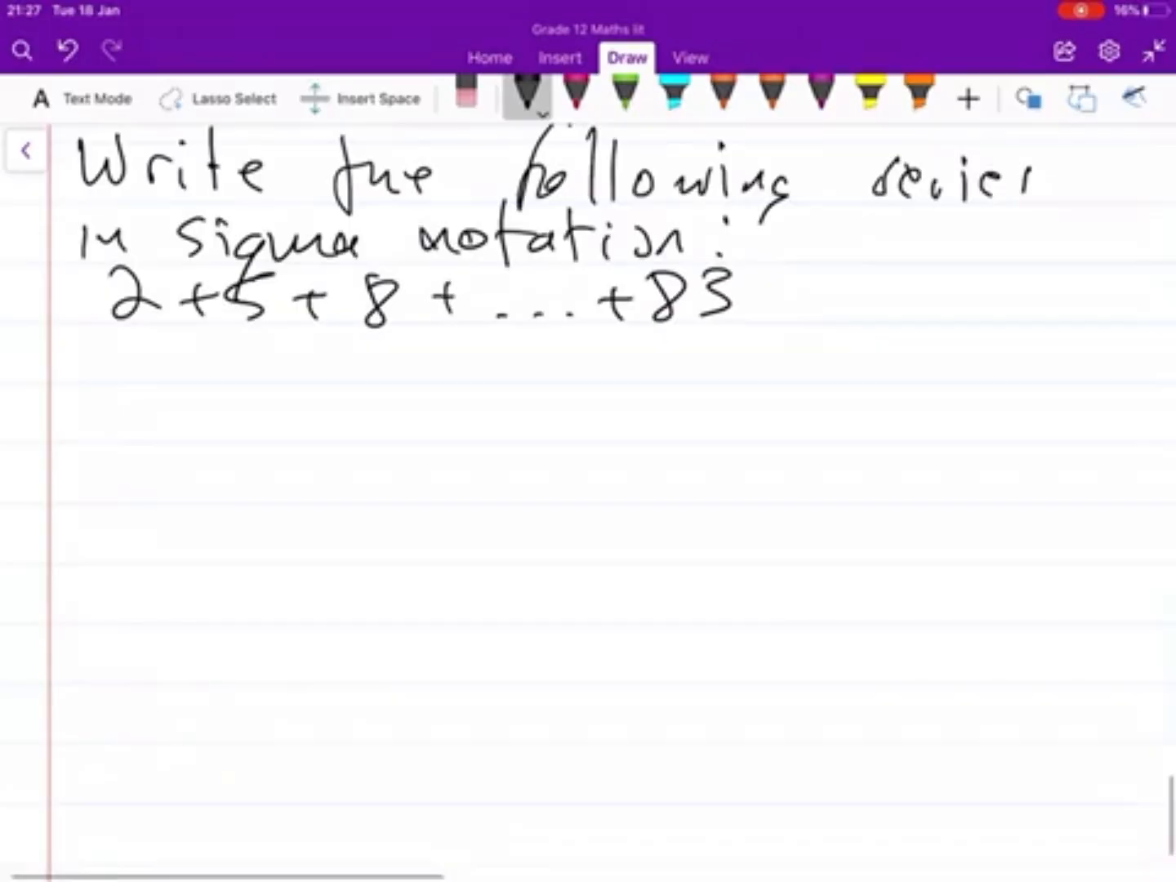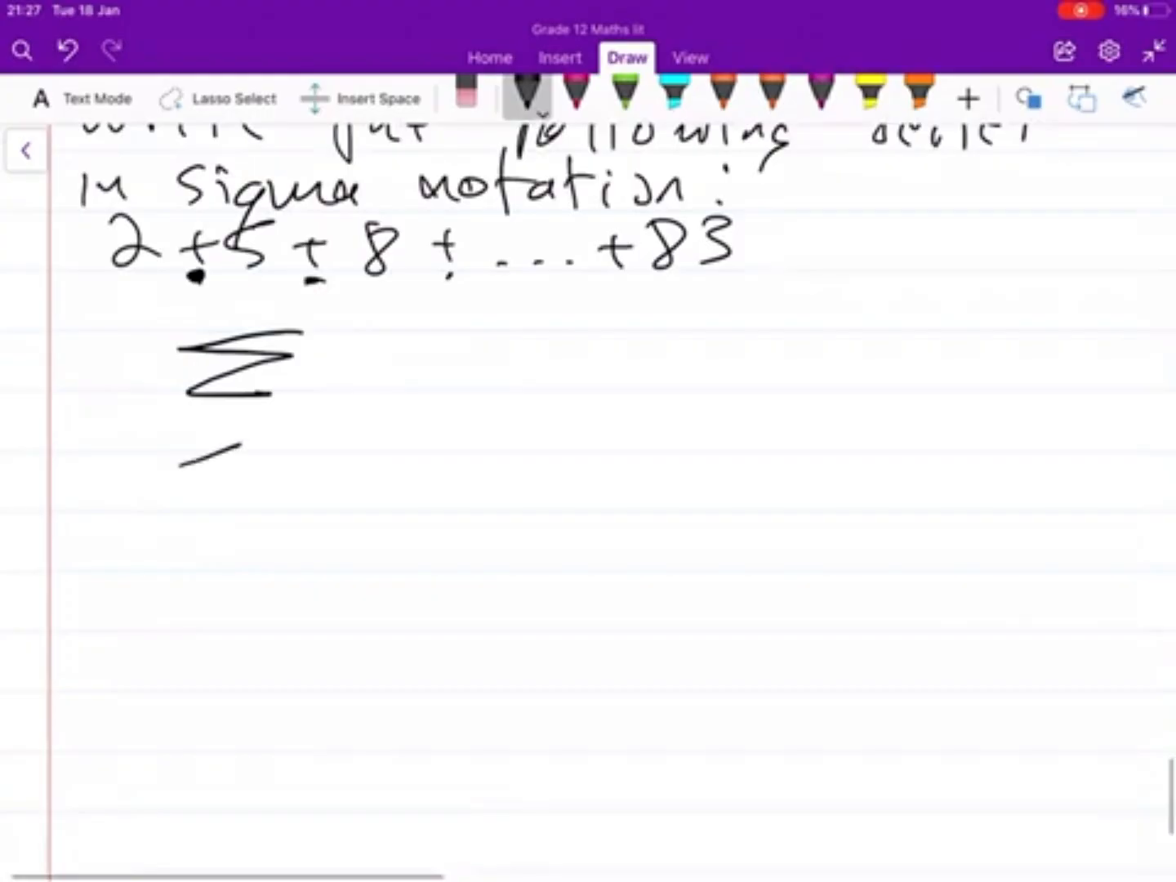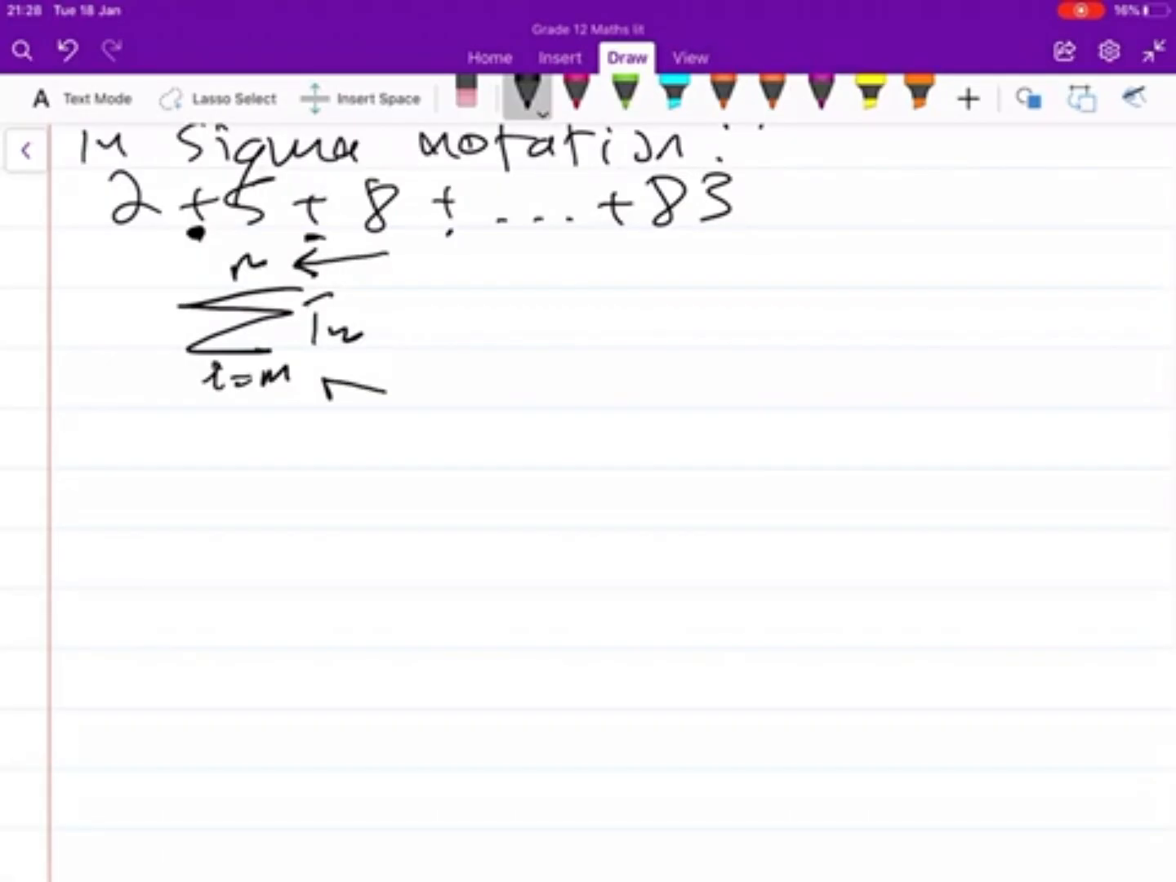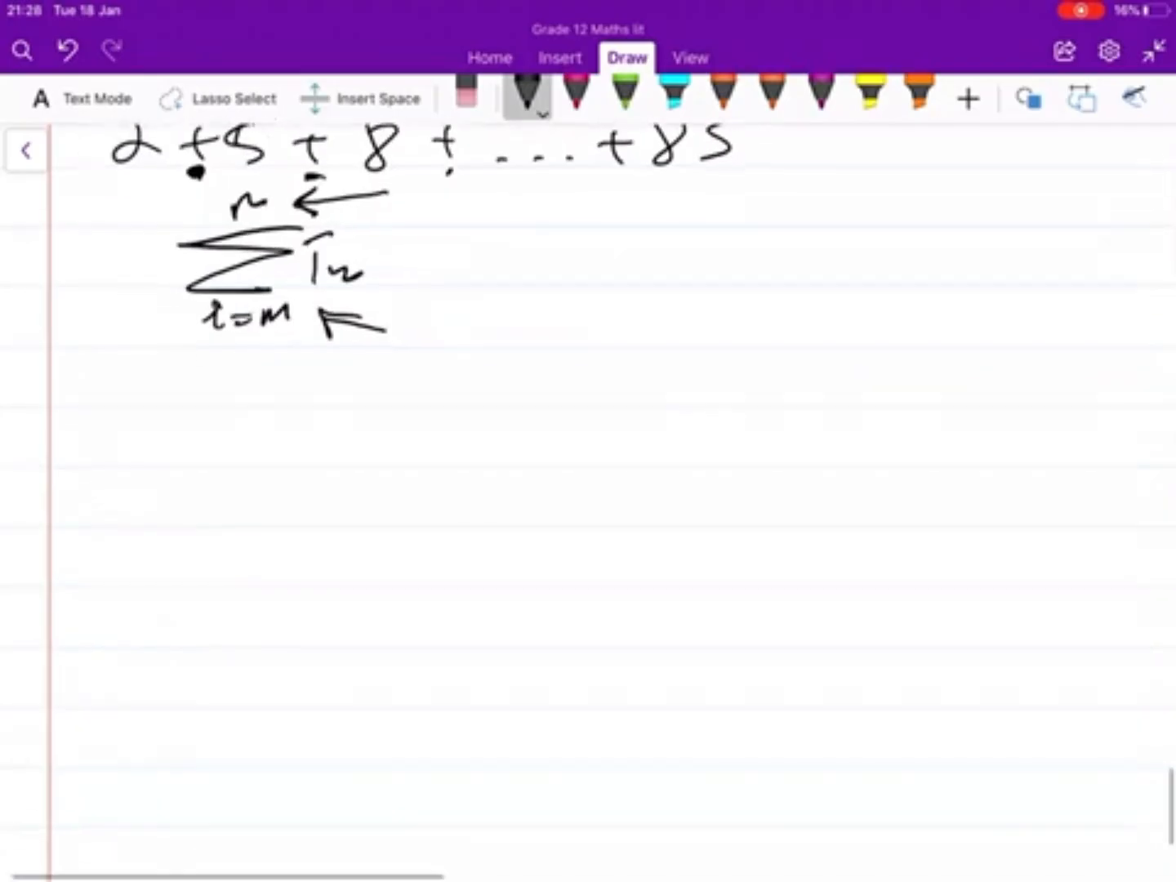Okay, now what do I need for me to write something in sigma notation? Well, first I need the letter sigma to show me that we are adding, and then I need the general formula, which will be placed here. And then I need to know where does this thing begin, and then I need to know what is the last value. Very important. So it seems to me the first thing that I can do is to find the general formula, because if I can find the general formula, I will know what is the last value, and I will know where it should start. So the first step is to find the general formula.